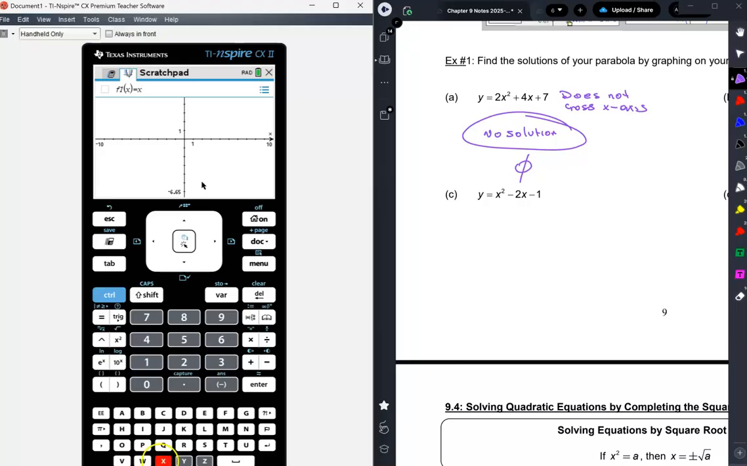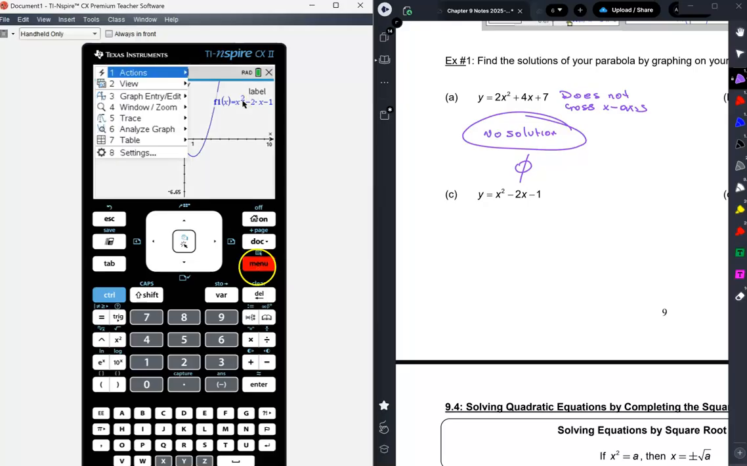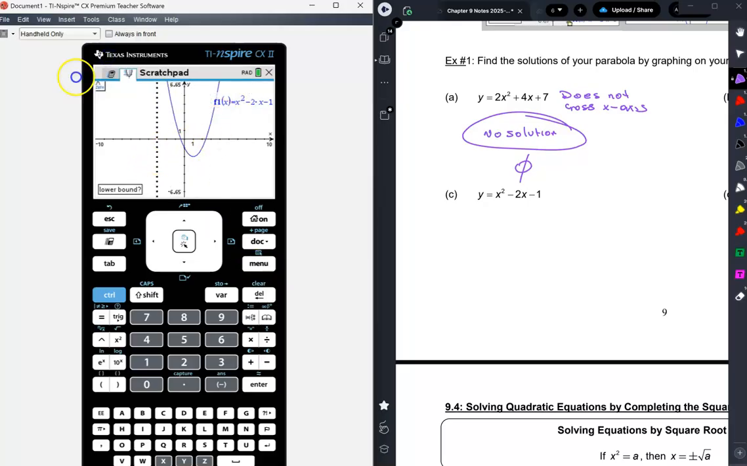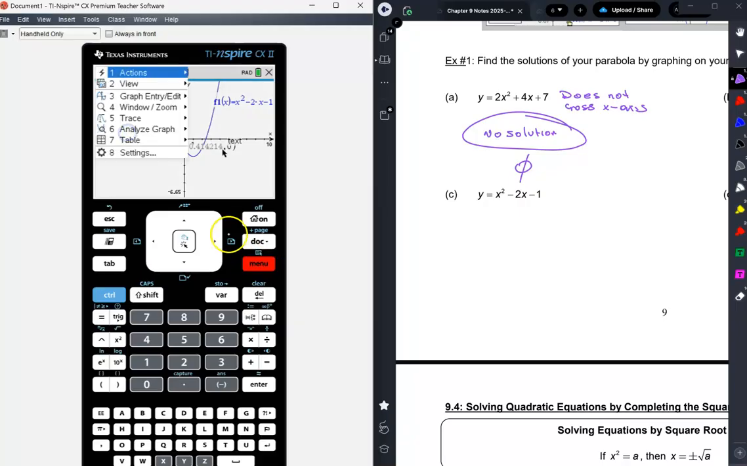So x squared minus 2x minus 1. The parabola should look like this. Now I'm going to freeze my screen. I'm going to find my zeros, and then we're going to compare. Yes, right? Because it crosses twice. So there are two. And it's up to you which one you want to find first. It doesn't matter, does it? No.